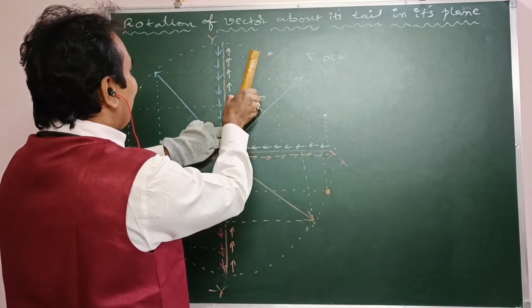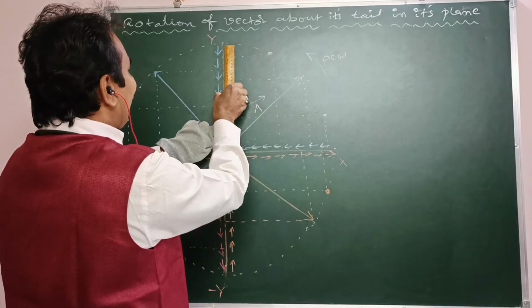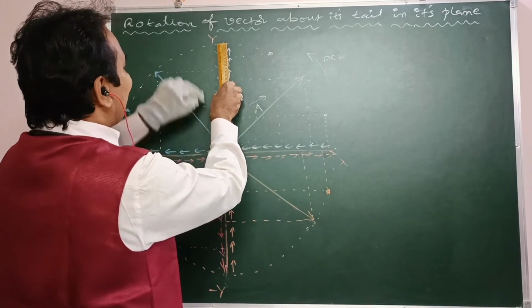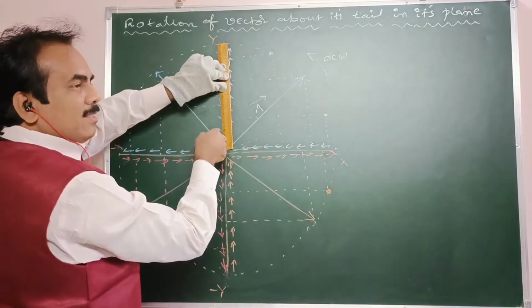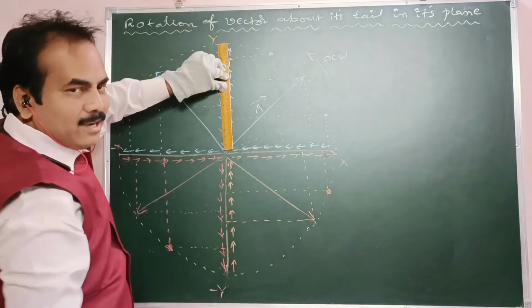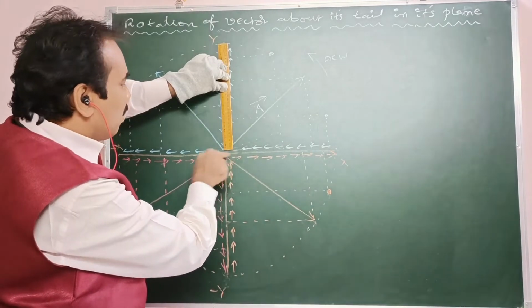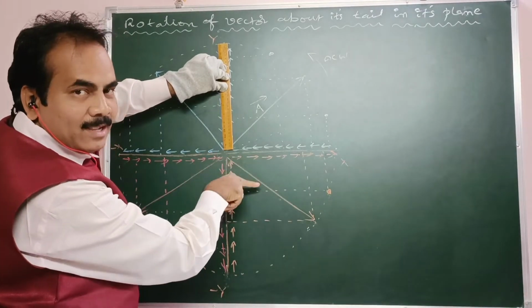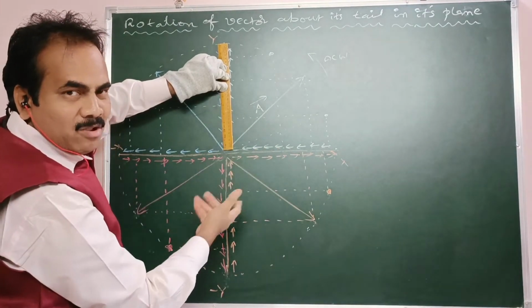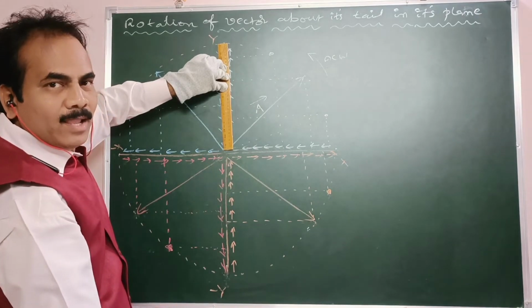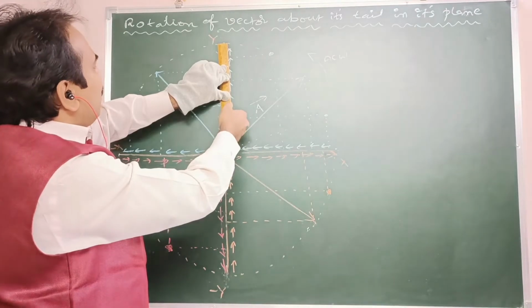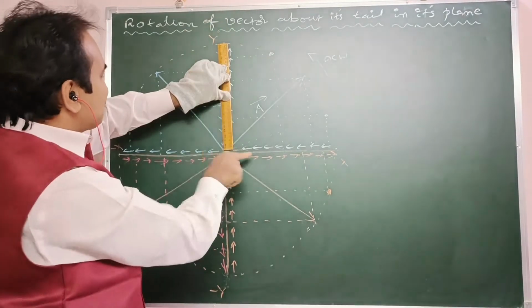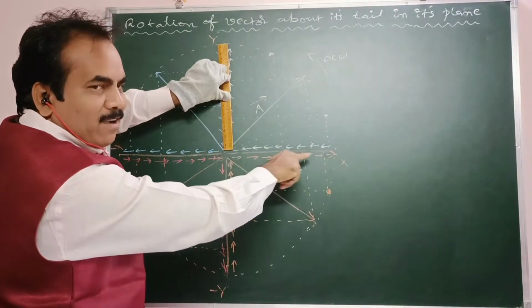When the same vector is rotated further and aligns in positive y direction, what happens? This is the total length of the vector. That itself is the y coordinate of the vector. At the same time, there is no x coordinate for the vector. There is no x component. So when the vector is along positive y direction, there is no x component for the vector.